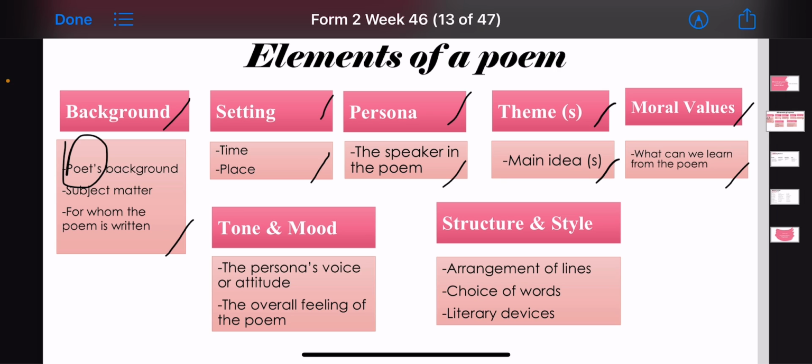Okay, maknanya nilai murni atau pengajaran yang kamu dapat pelajari daripada sajak My Hero ni ialah nilai pengorbanan ataupun kasih sayang seorang ayah atau seorang ibu kepada anaknya. So you learn how to respect your parents as an individual that you learn from the poem. So pengajaran apa yang kita boleh belajar daripada poem tu? What can we learn from the poem itself?